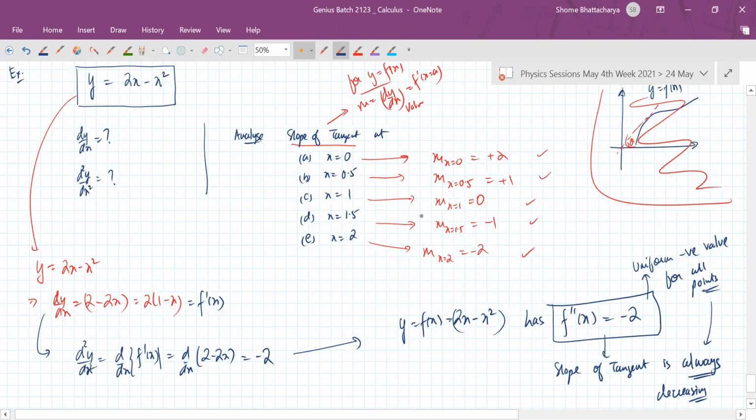So at least in this set that I've between 0 and 2, you can see that m is all the time decreasing. As you're going from 0 by increments of 0.5, you can see m is decreasing from 2 to 1 to 0 to -1 to -2. So the second derivative should be negative now, because the slope itself is decreasing.